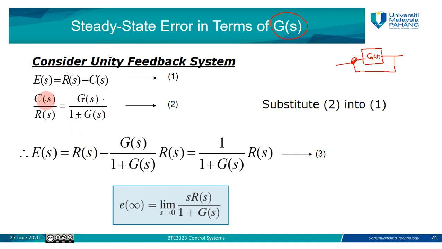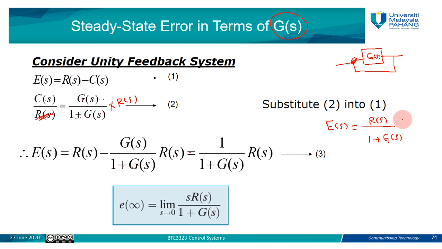What is the value of CS from this equation? CS equals RS times GS over 1 plus GS. Substitute here RS times GS over 1 plus GS, so this can be simplified. So the value of the error in terms of the open loop transfer function, ES, will equal RS, which is the input of our system, over 1 plus GS.